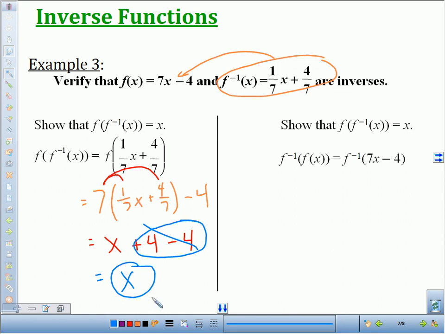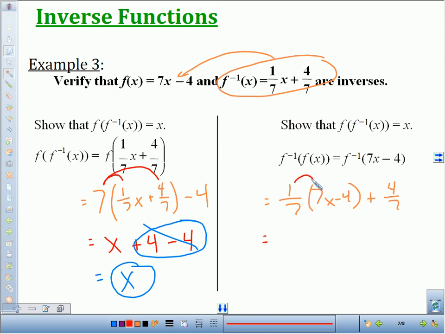It worked on this side, we have to make sure it works on the other side too. So we're going to swap it around. On this side, we plugged the inverse into the original. Now we're going to plug the original into the inverse. So let's do that. Our inverse is 1 over 7x, but of course now x equals 7x minus 4. We plug the original into the inverse. And we're going to see what happens.